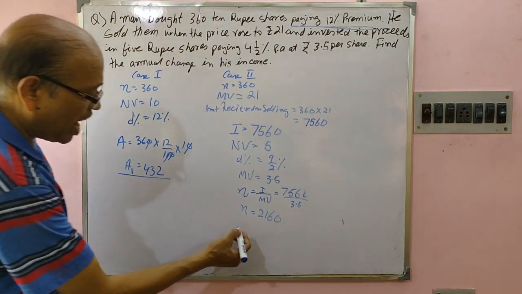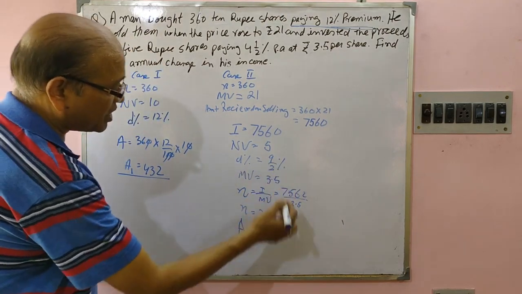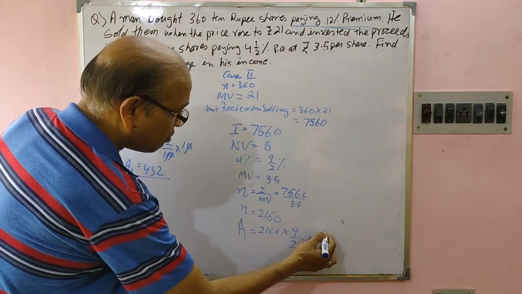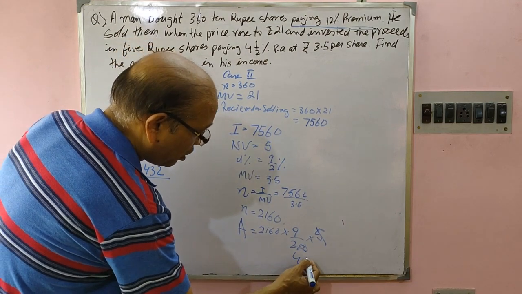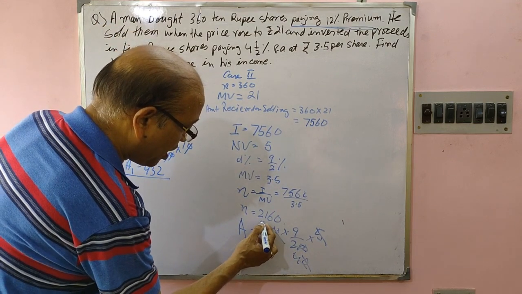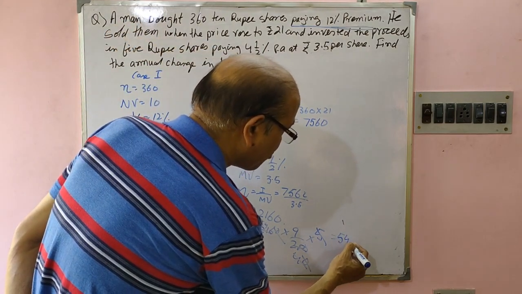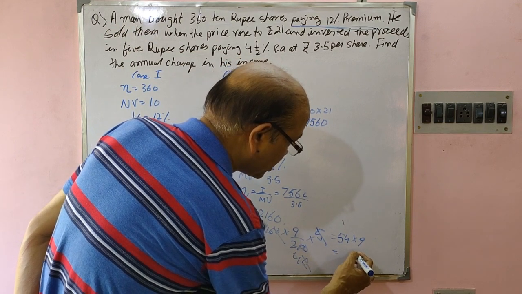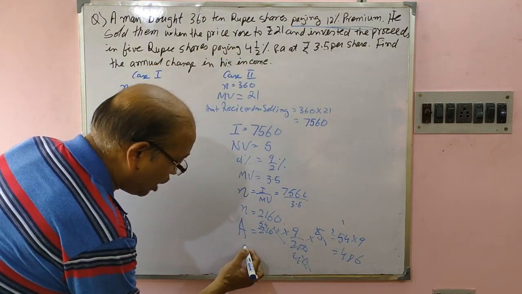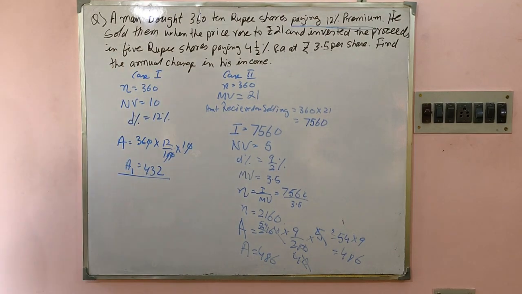Now we have to find the annual income. Annual income is number of shares into dividend percent, that is 9 by 200, into nominal value 5. 2160 by 40 is 54, so we get 54 into 9. 9 4s are 36, 9 5s are 45, so 486. The annual income is 486.